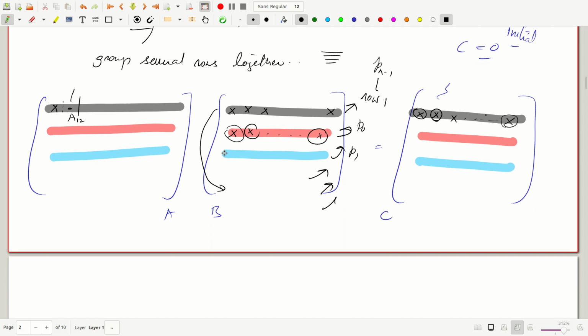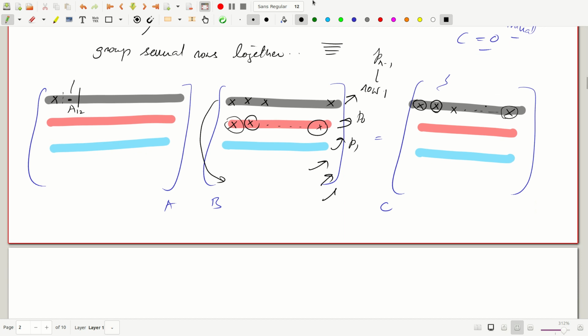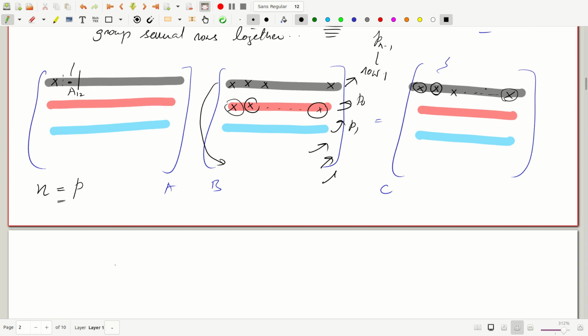So this works fine if the number of elements in the matrix is equal to, let's say, the number of processes. But in general, the number of processes would be much smaller than the problem size.